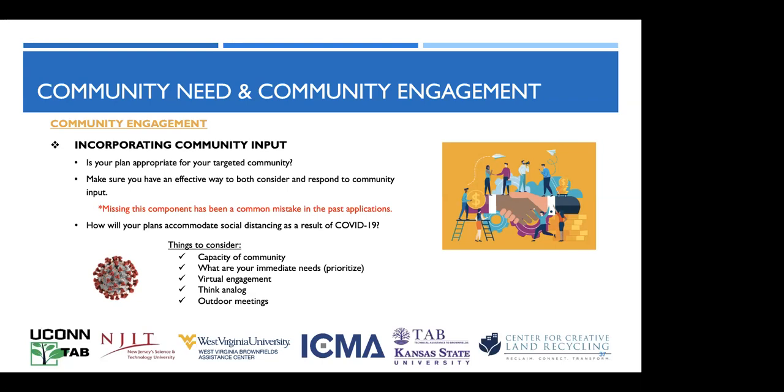You're also going to have to, for your engagement plan, address how you're going to accommodate social distancing as a result of COVID-19. So for this, you might think about the capacity of the community. What are the immediate needs? You might have to prioritize things until maybe the social distancing loosens up. Virtual engagement, again, you want to make sure that your community has access to the internet. You want to maybe think analog in your approach, and you might do outdoor meetings. So you might have to get a little bit creative to address those restrictions. Next slide, please.